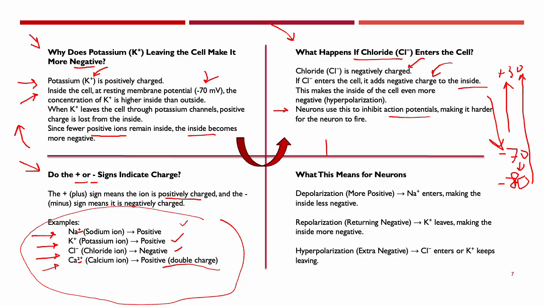So what does all of this mean for neurons? Well, depolarization occurs when there are more positive charges, meaning sodium has entered, making the inside of the cell less negative. Repolarization is returning to the negative state. So potassium leaves, making the inside more negative. And hyperpolarization is extra negative. So, for example, chloride with negative charges enters, or potassium keeps leaving. So we hope this little detour helped clarify some concepts.